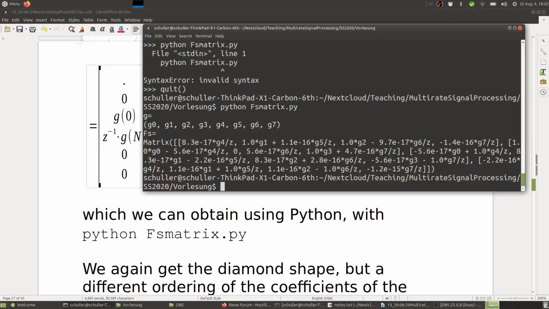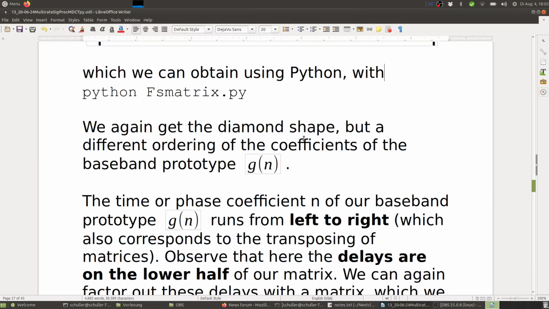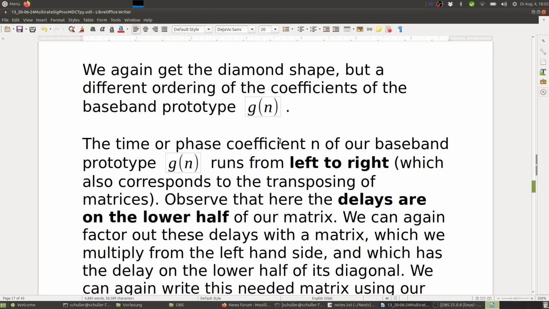So maybe you can see where the z's are. So here you can see here's the z to the minus 1, right? 1 times g5 times z to the minus 1, here 2, then here's 1, and on the upper half all the z to the minus 1s are multiplied with 0, right? So that fits. So we again get the diamond shape, but a different ordering of the coefficients of the baseband prototype g of n. It now goes from left to right. The polyphase coefficient n of our baseband prototype g of n runs from left to right, which also corresponds to the transposing of the matrices. If you take Fa transpose, you would get the same picture.